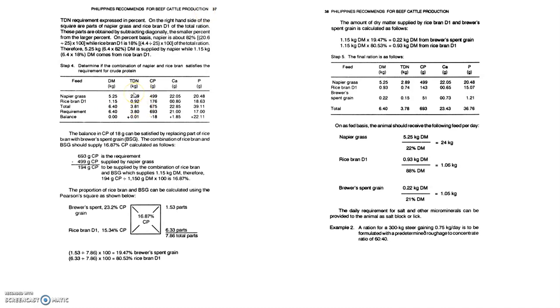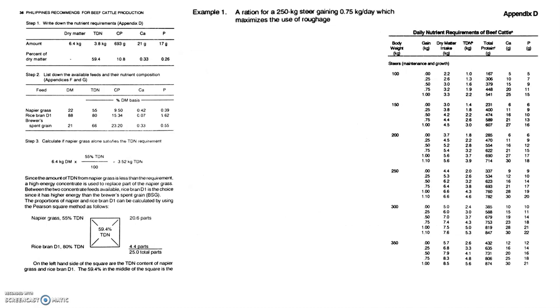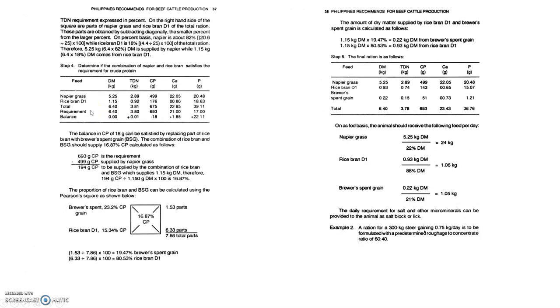Para naman makompute itong total digestible nutrient, ang gagawin lang natin ay tignan ulit natin yung percent, okay, ng TDN. So, in this case, ang percent ng TDN natin sa Napier ay 55. Okay, so 55% yung kanyang dry matter. I-multiply lang natin siya sa 0.55 times 5.25. So, ang sagot dyan ay 2.89. Kaya una nating hinanap yung dry matter para makompute natin yung TDN, CP ng mga feedstuff. Ganon din ang gagawin natin dito sa rice bran.